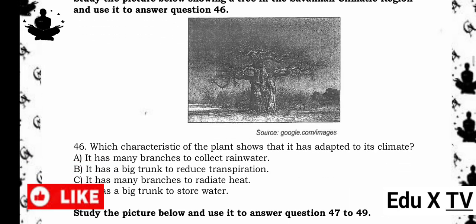Study the picture below showing a tree in the savanna climatic region and use it to answer question 46. A picture of a baobab tree in a savanna climate. 46. Which characteristic of the plant shows that it has adapted to its climate? A. It has many branches to collect rainwater. B. It has a big trunk to reduce transpiration. C. It has many branches to radiate heat. D. It has a big trunk to store water. The answer is D. It has a big trunk to store water. Reason being, the big trunk is an adaptation for storing water during dry periods typical of the savanna.